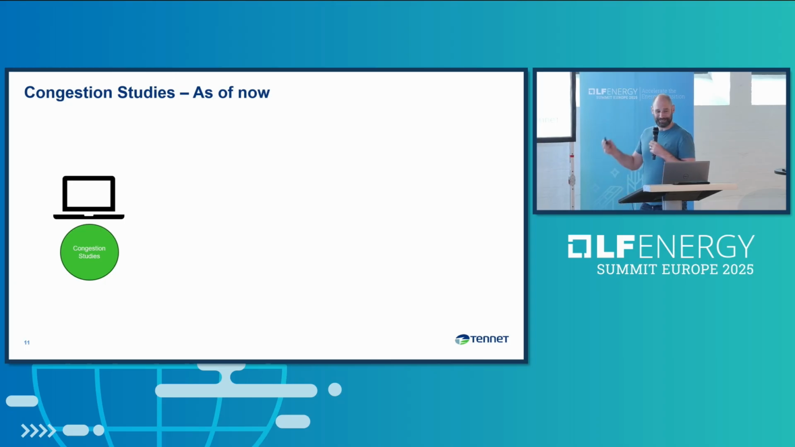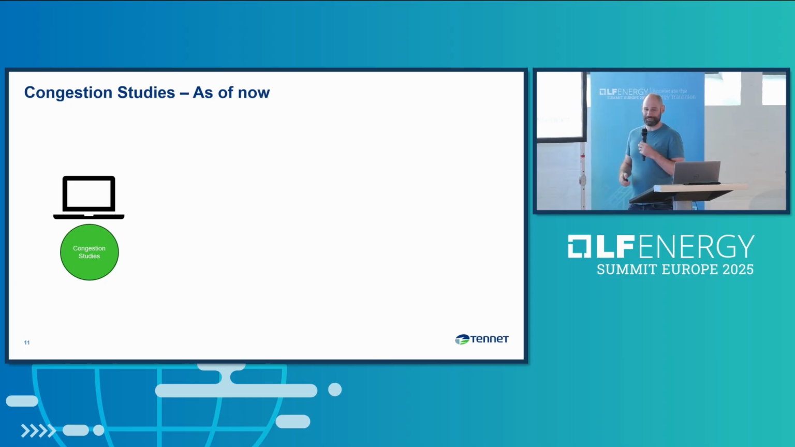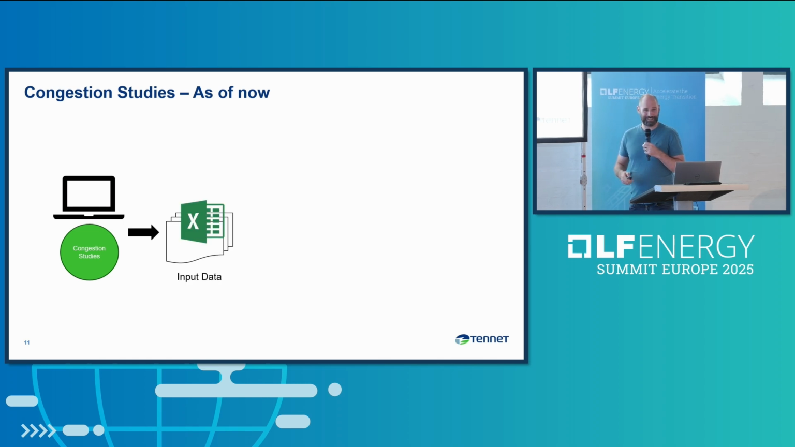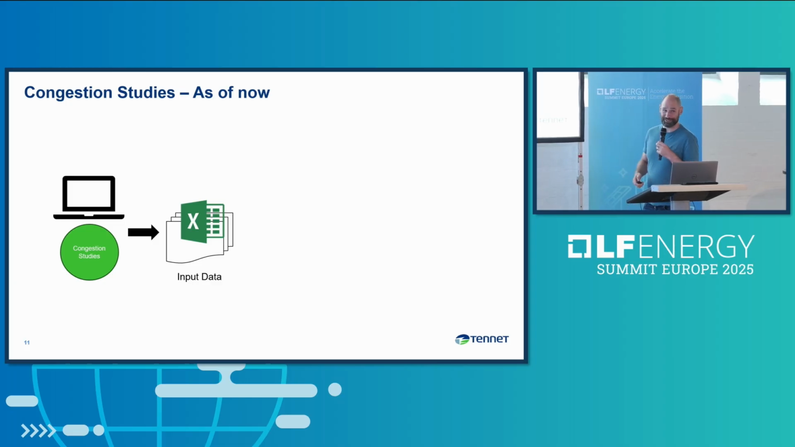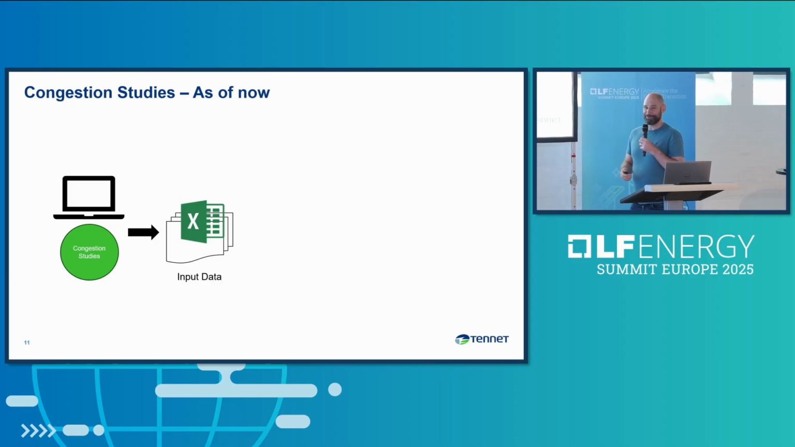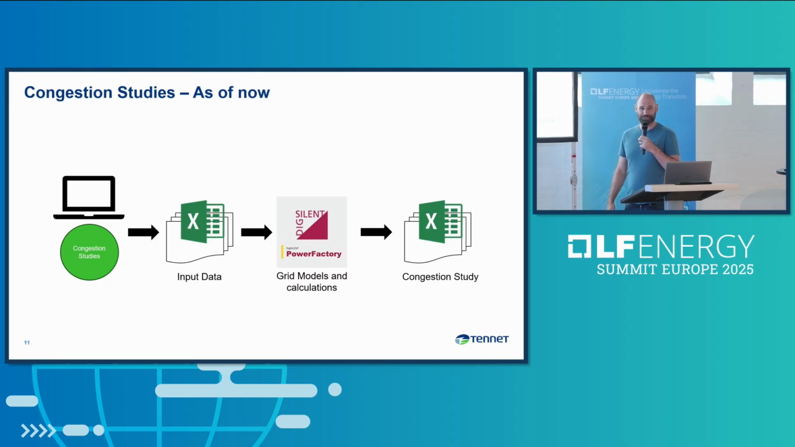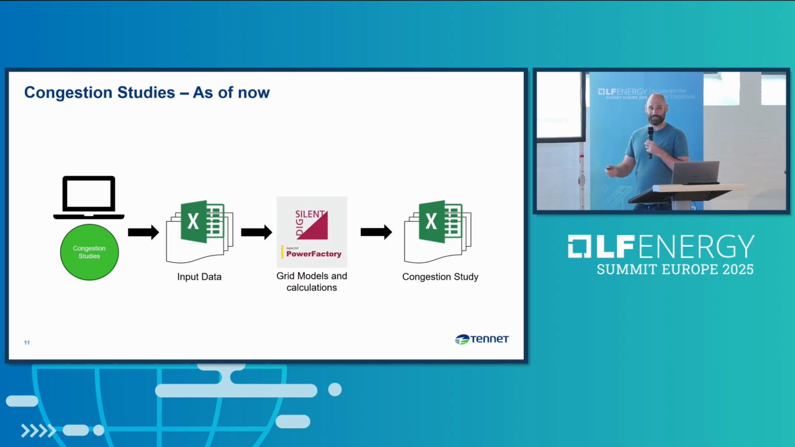But to get there, we need to work on this productization of ODINA. For historical purposes, congestion studies are done on a net strategist's laptop using a lot of input data, often shipped with Excel. The world is built on Excel, right? So Excel is also a big factor here. We're using PowerFactory for grid models and for the calculations. Out comes a result, which can be used in a congestion study, and that can be used to advise on whether or not to expand the grid somewhere.